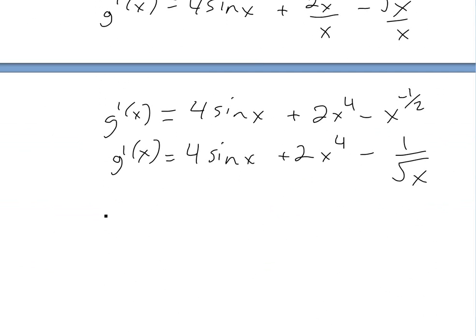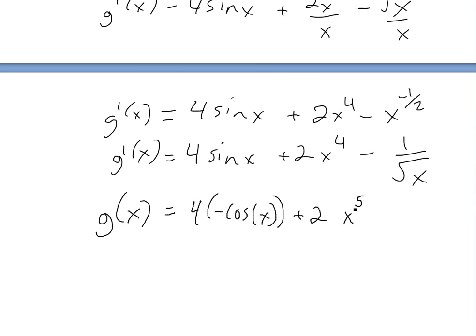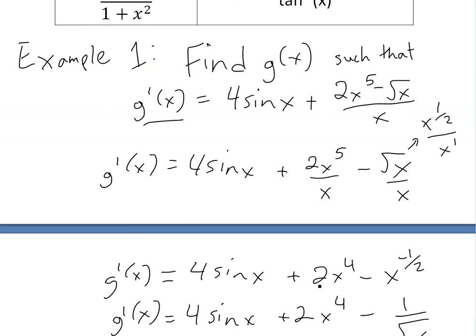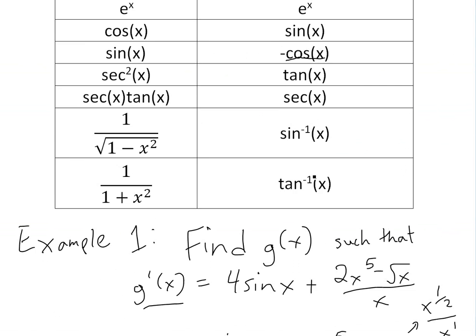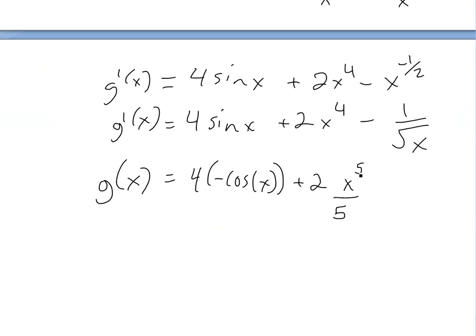So we're just going to write g of x is equal to 4 times negative cosine of x, because that's an antiderivative of sine of x. And then this one here is going to be plus 2, you just take the constant out. Now this is going to be x^5 over 5 here. Because remember, you're going to have x^(n+1) divided by n+1, and in this case 4 plus 1 is 5, divided by this, because if you take the derivative of this one, you're going to put the 5 down, they cancel, and it's going to be x^4.